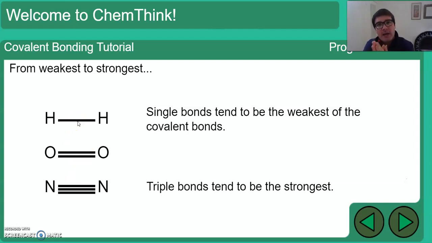Now, this bond strength is also related to the bond energy. Remember, we said that the bond energy is the energy that's needed to break the bond. So it would require less energy to break the single bond between the 2 hydrogen atoms than the double bond between the 2 oxygen atoms, versus the triple bond between the 2 nitrogen atoms. Now that we've covered this, let's go back to your notes and recap on what we've learned.